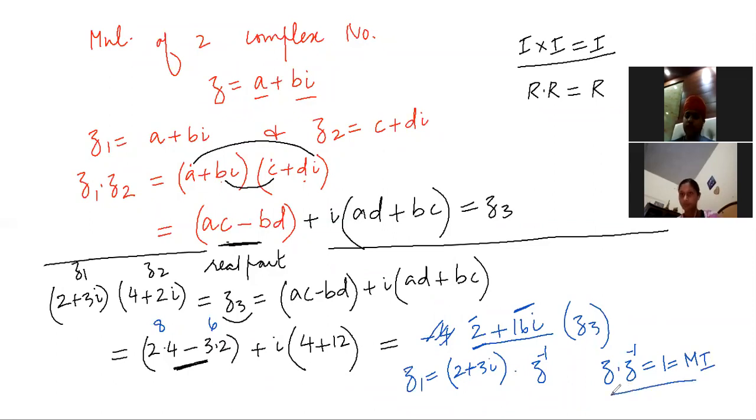In the next video, I'm going to prove that if I multiply a complex number with its inverse, it gives you the multiplicative identity. And what is the definition of multiplicative identity? Multiplicative identity is basically 1 + 0i.